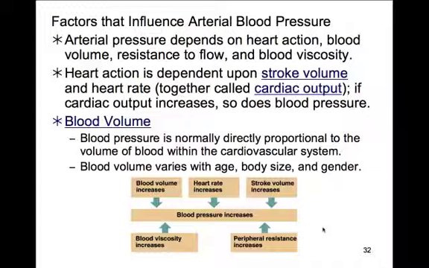Blood pressure is normally directly proportional to the volume of blood within the cardiovascular system. As the blood volume increases, then so will blood pressure. If the blood volume decreases, then blood pressure will also decrease. Blood volume will vary with age, body size, and gender.